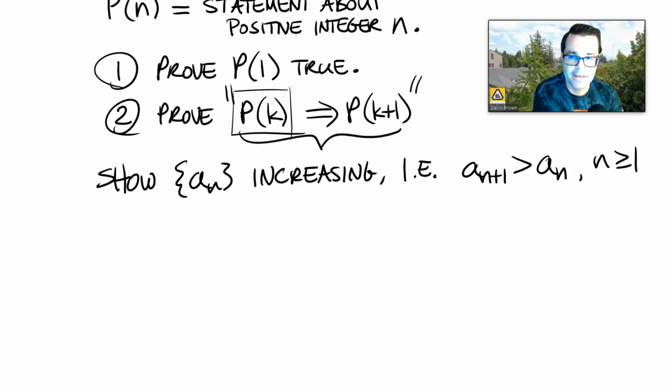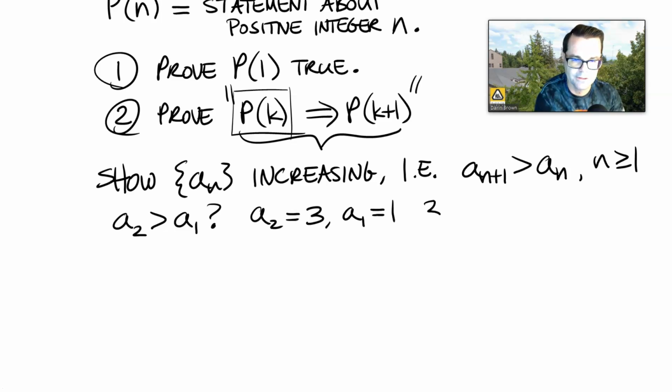So let's look at doing our induction here. The first thing we need to do is show that the statement is true for n equals 1. So let's look. Is A2 bigger than A1? Well, we know A2 was equal to 4 minus 1, that was 3. And A1 was equal to 1. So yes, 3 is bigger than 1. This is what I was saying about how the base case is usually very easy to show.